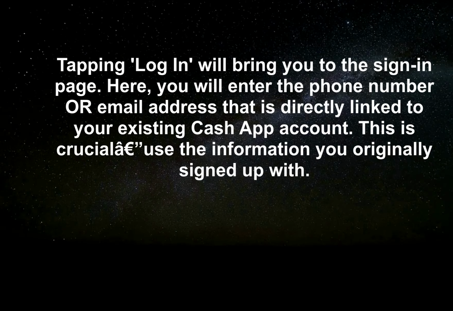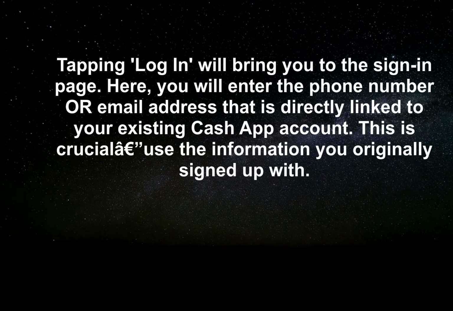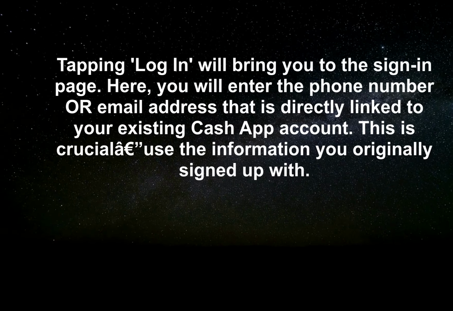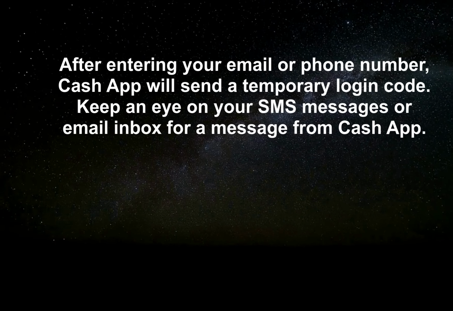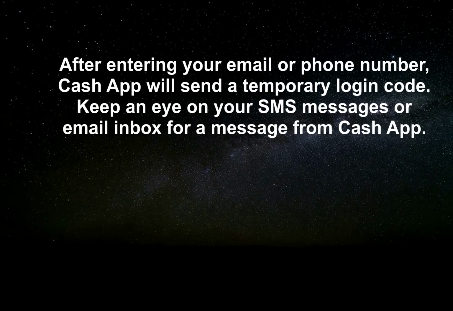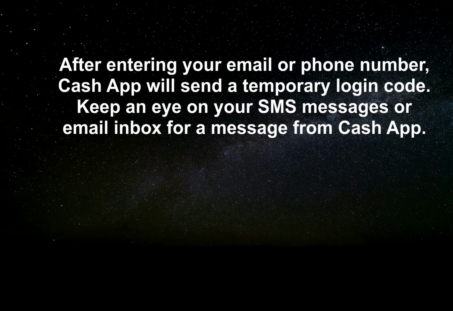Here, you will enter the phone number or email address that is directly linked to your existing Cash App account. This is crucial. Use the information you originally signed up with. After entering your email or phone number, Cash App will send a temporary login code. Keep an eye on your SMS messages or email inbox for a message from Cash App.